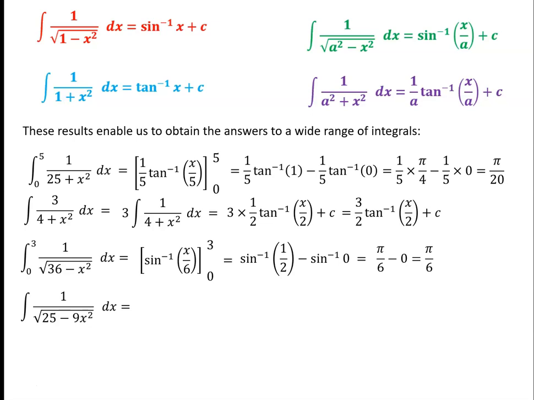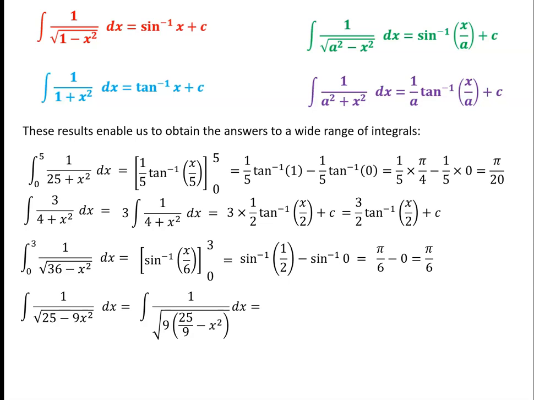For the next one, it looks slightly more awkward. I've got the integral of 1 over the square root of 25 minus 9x squared. Now this resembles most closely the second of our four standard integrals at the top of the page, but we don't really like that 9 in front of the x squared. So what we're going to do is simply factor the 9 out carefully. So I could say that what I've got is the integral of 1 over the square root of 9 lots of 25 over 9 minus x squared.